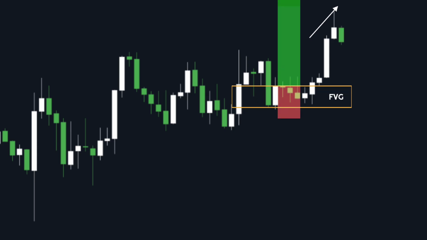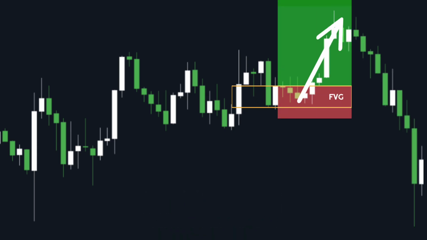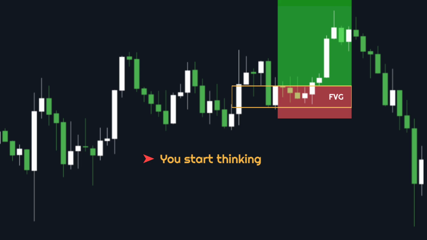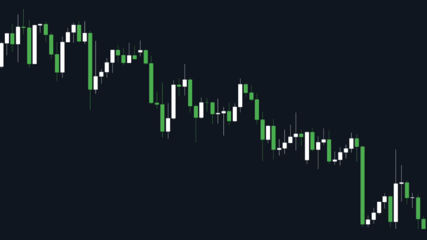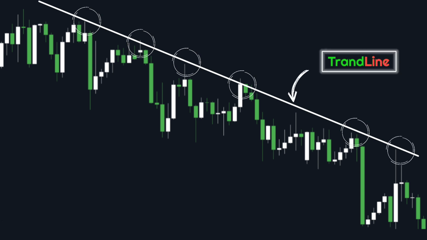You click buy. The market jumps up for a moment, giving you hope, and then without warning, it drops straight into your stop loss. Your heart sinks. You start thinking, was I wrong about the market? Did I miss something obvious? What if I told you the market didn't trick you? You just didn't see the invisible road it was traveling on. That road is called a trend line.